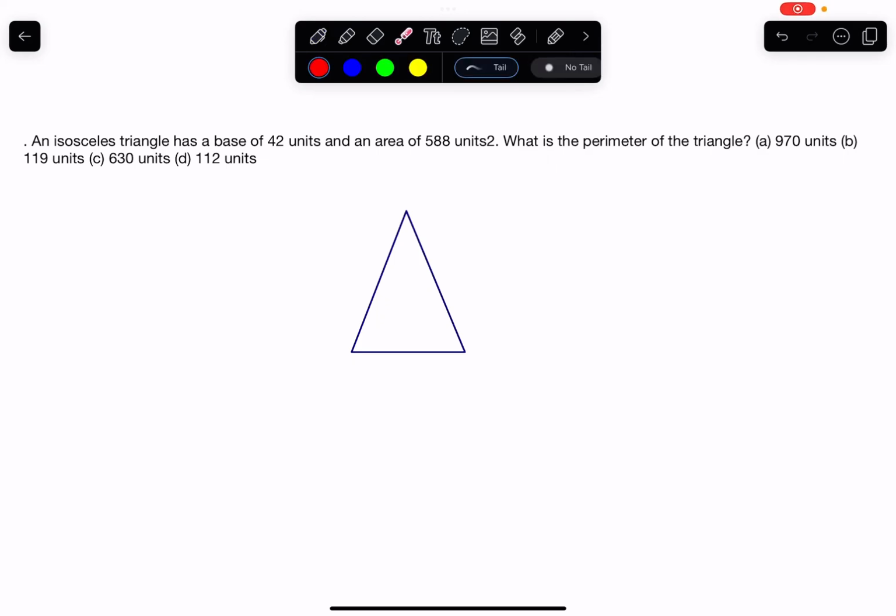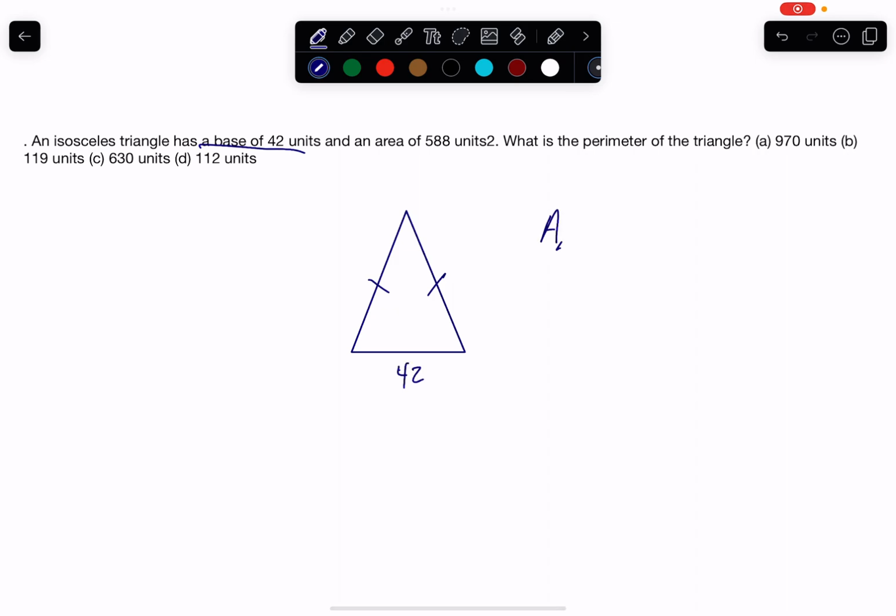So we have an isosceles triangle here. And if something is an isosceles triangle, that means it has two of the same sides. Two sides are the same. Now the base of this, it says the base is 42 units. The base is the side that's like the bottom of the non-equal side. So the base is 42.